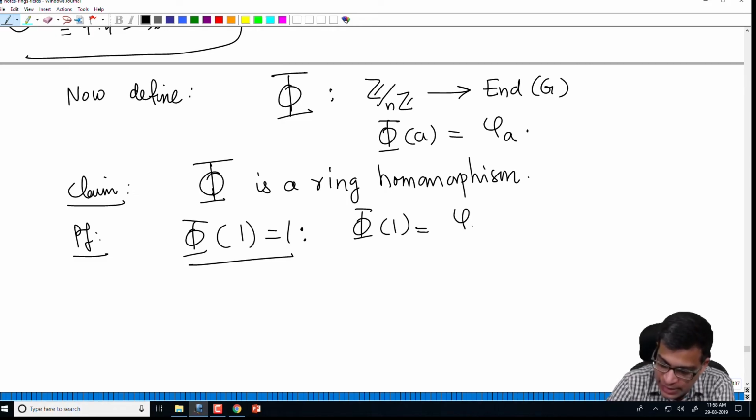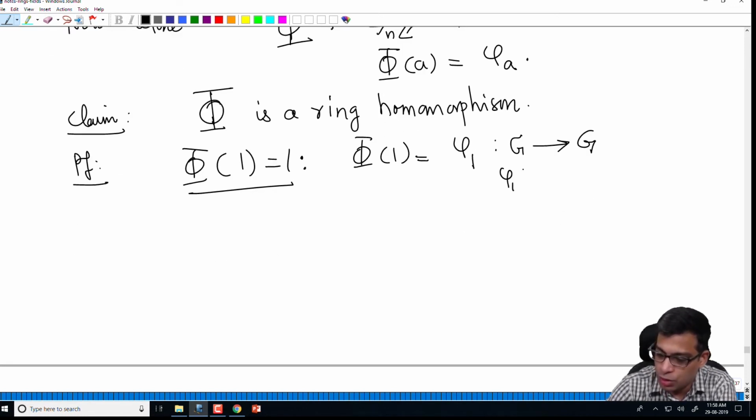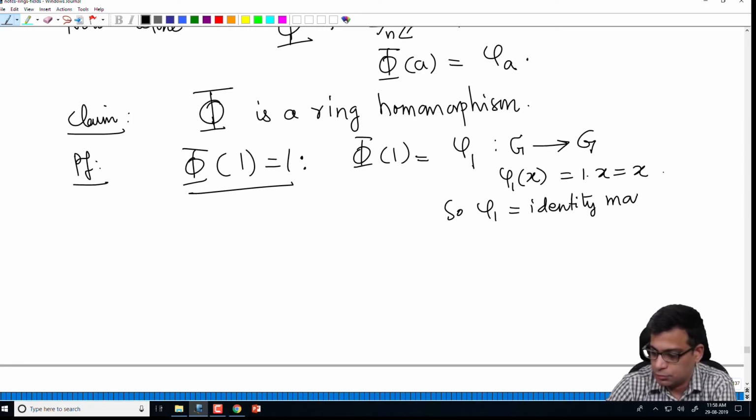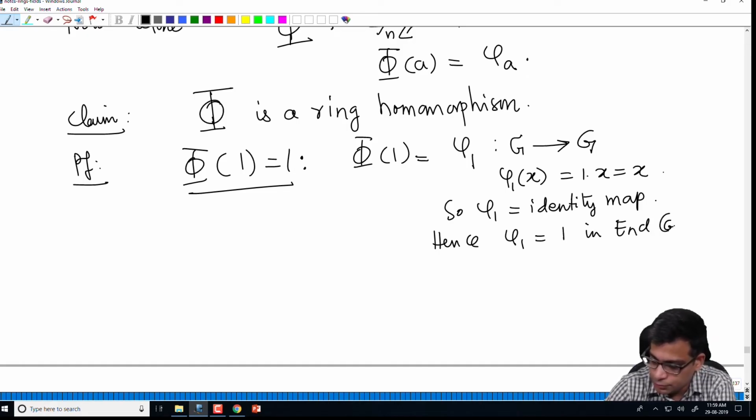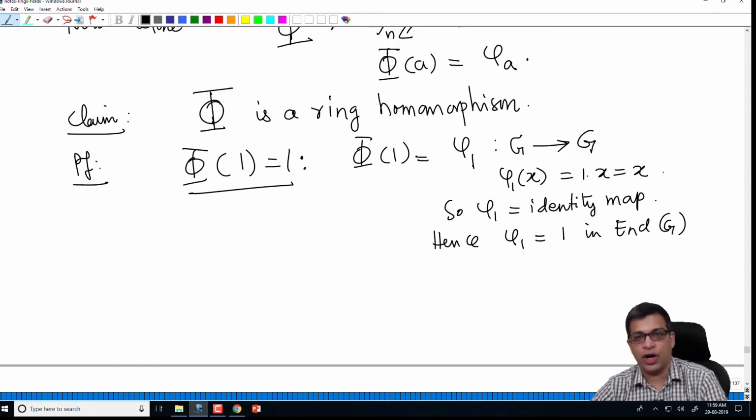Phi of 1 is small phi sub 1. And what is small phi sub 1? It is a homomorphism from G to G. And what does it do? Phi sub 1 of x is 1 times x, which is x. Right? That means phi sub 1 is the identity map. Hence, phi sub 1 is the identity element in End G, as required. So capital phi of 1 is equal to 1. When I write 1 in the bracket here, it represents 1 in Z mod nZ. On the right hand side, 1 represents the identity endomorphism.